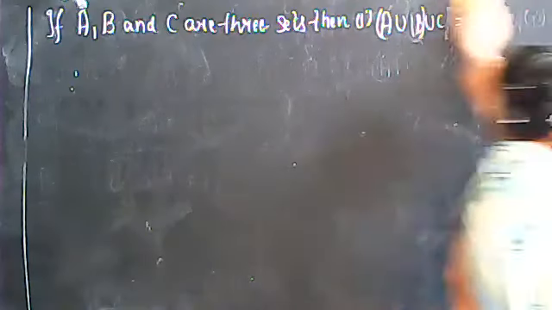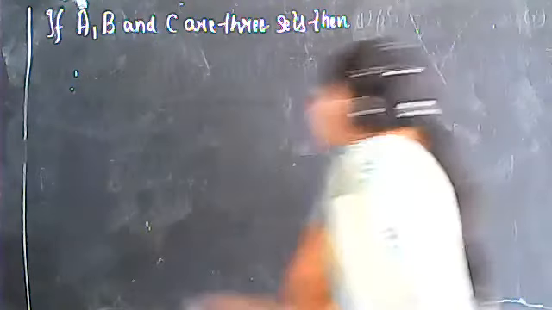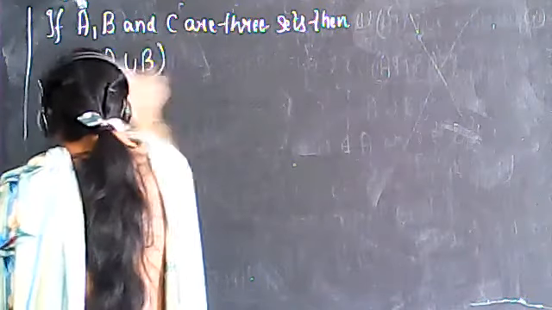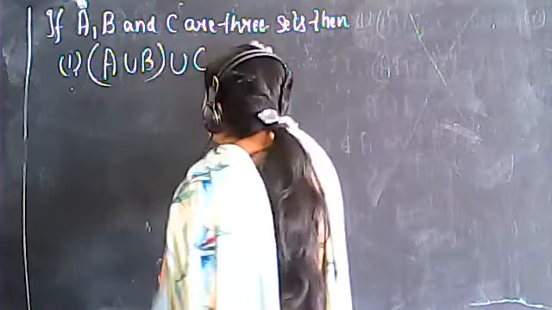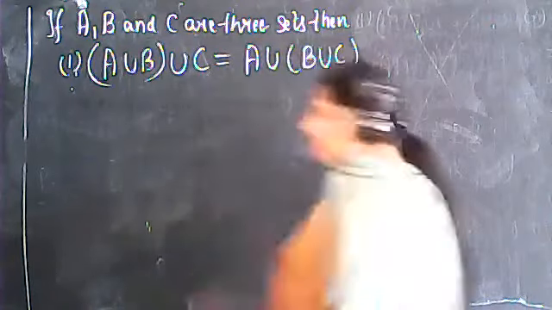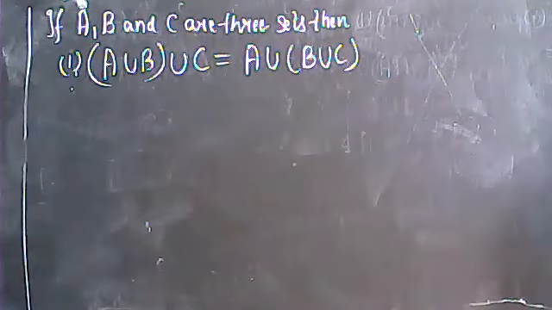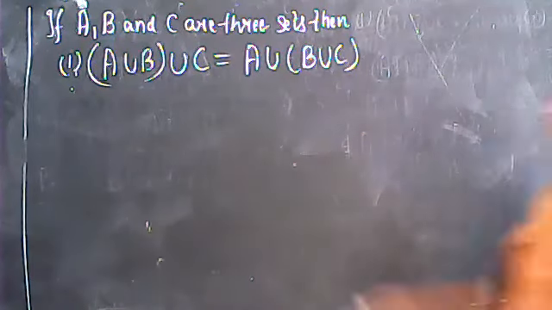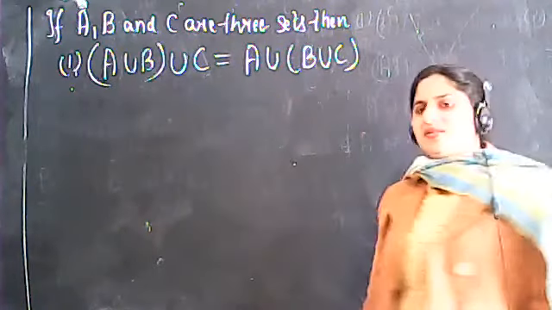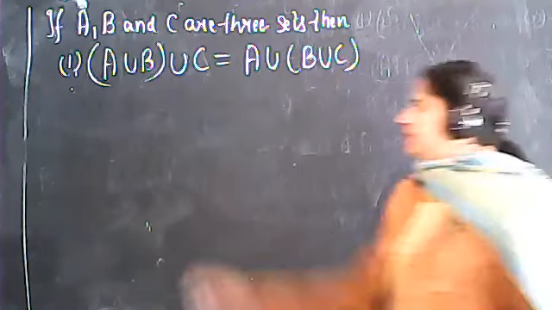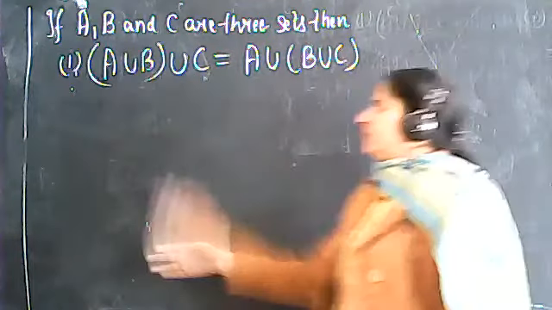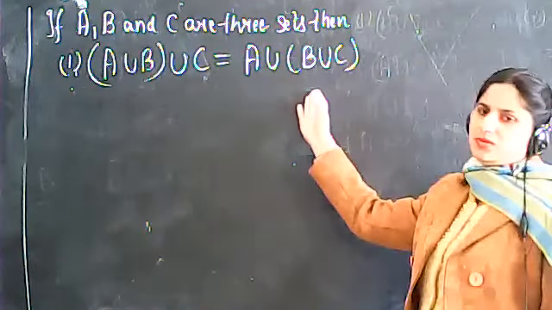इसको मैं नीचे लिख लेती हूँ so that it is clear to everyone. First part is A union (B union C). This is equals to (A union B) union C. But this is already proved. If we have some example, we can prove it very easily. A, B and C are three sets. So A union (B union C) is always equals to this one.